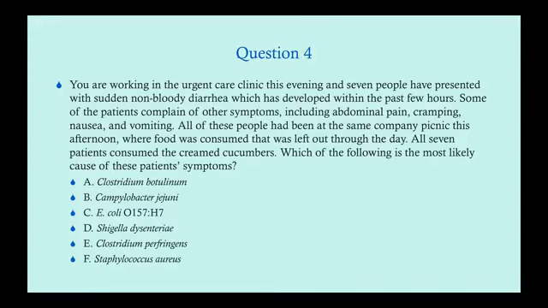Okay, so question 4. You are working in the urgent care clinic this evening, and 7 people have presented with sudden non-bloody diarrhea, which has developed in the last few hours. So you've got 7 patients on your hands now. All of them have non-bloody diarrhea, and it all came on within the last few hours. Some of these patients complain of other symptoms, including abdominal pain, cramping, nausea, and vomiting.